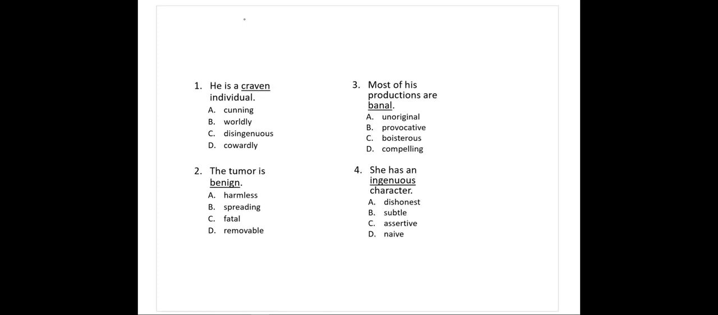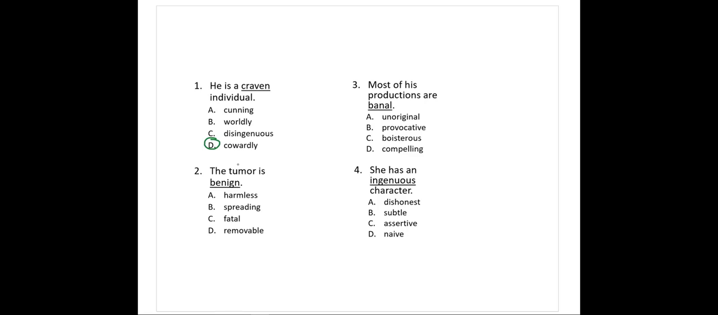All right, guys. Hopefully that wasn't too painful. So let's talk about the answers. Number 1, he is a craven individual. So we have smart, sophisticated, not honest, and not brave. The best choice here is going to be cowardly. A craven person is someone who is not brave, someone who does not want to take risks. Pretty negative connotation.